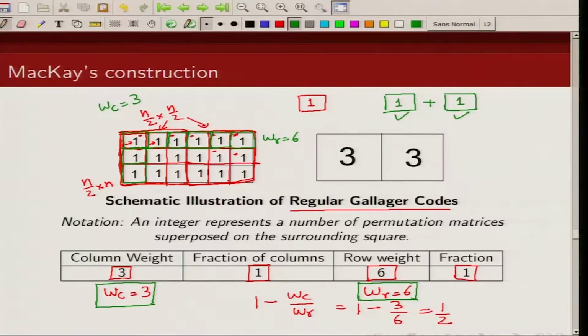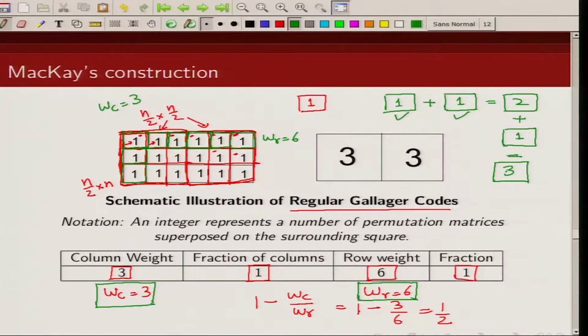If you add these two permutation matrices, what will you get? You will get a matrix which will have 2 ones in each row and 2 ones in each column. Now, if I add another permutation matrix and I ensure that its ones do not overlap with the ones in this matrix, which I got by adding 2 permutation matrices, then the resultant matrix will have row weight 3 and column weight also 3.